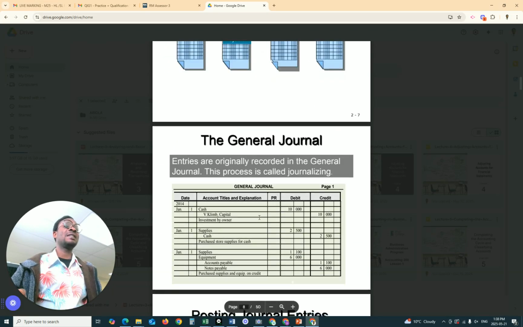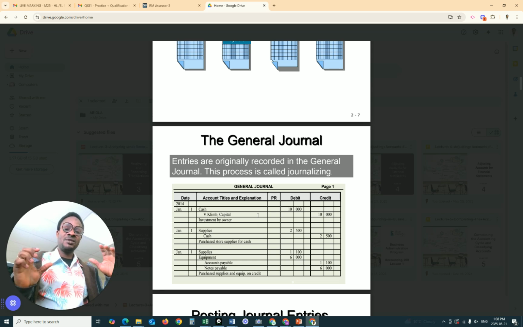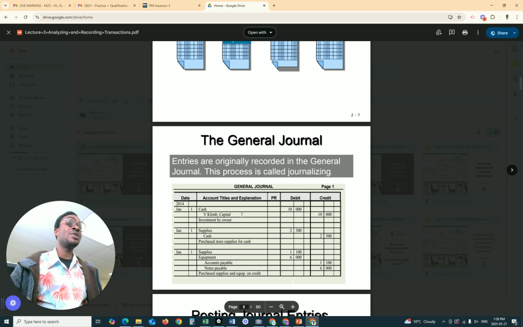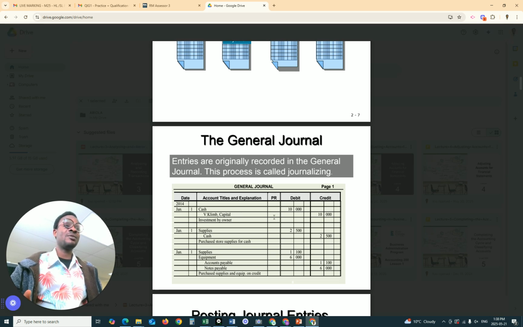Now let's look at this example of a general journal where entries are originally recorded, and this process is called journalizing. Remember, in the stages of the accounting cycle, after the transactions have been recorded, they have to be journalized. So this is one example of how an account has been journalized. It shows how you put entries in the debit and credit.